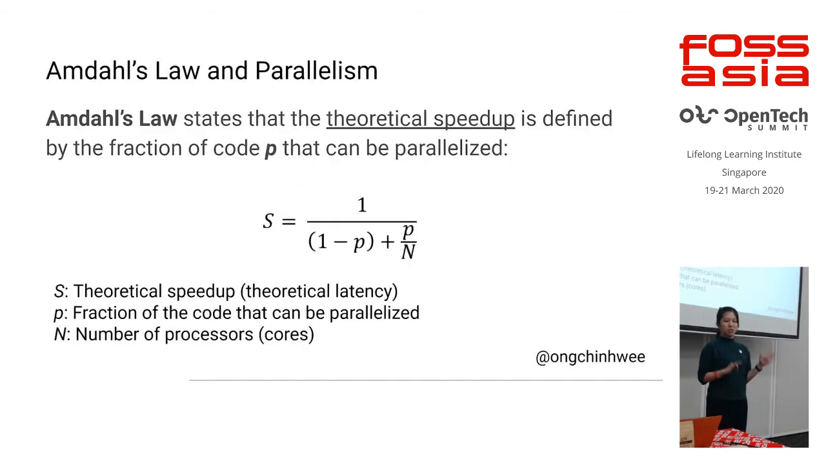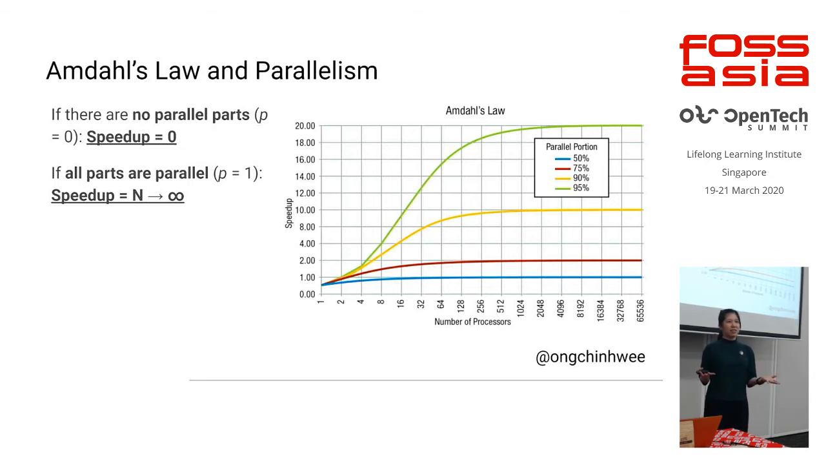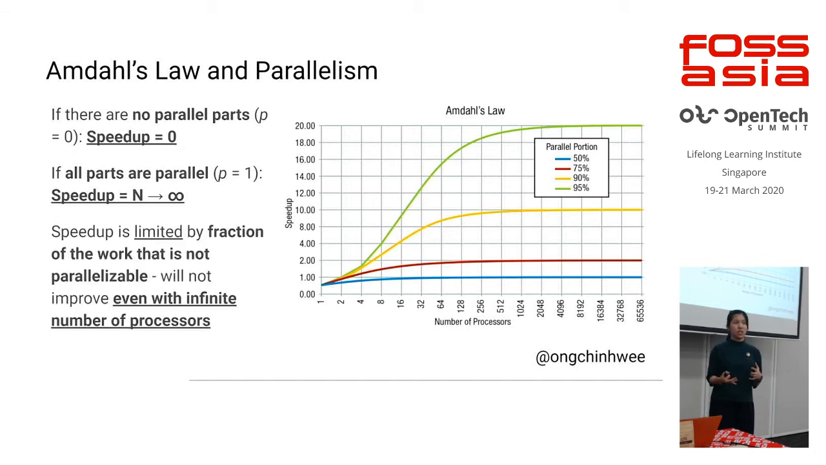For completeness, Amdahl's law states that the theoretical speedup is defined by this function. I'm just talking about theoretical, it's not even about the practical speedup yet. Theoretically, if there are no parallel paths at all, your speedup is zero. If all paths are parallel, granted, it will be infinity, but we don't have that. So usually our speedup will be limited by the fraction of the work that can be parallelized. Even if you buy the most expensive 256 core machine, you're not going to get a linear improvement, even with 256 or 512. You can look at the chart itself and see that there is a flattening in terms of how much you can speed up.